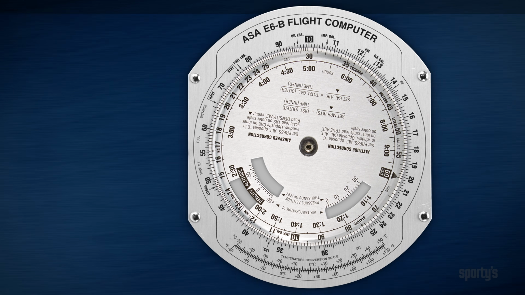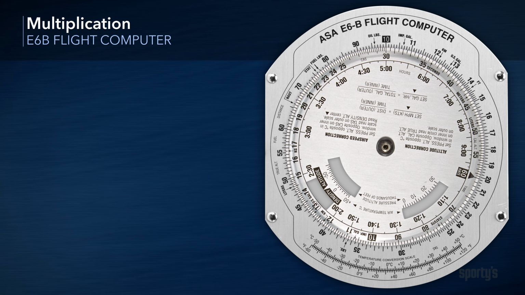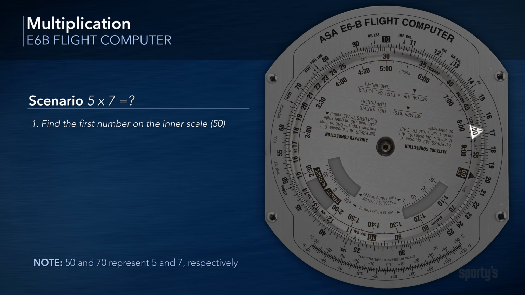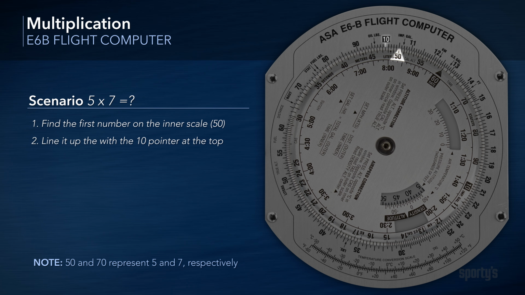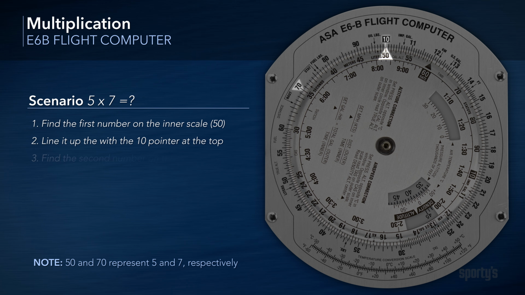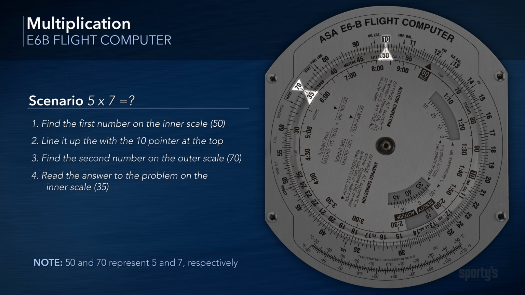To get a feel for the operation of the slide rule, let's show how to do a basic multiplication problem. Let's say you wanted to multiply 5 by 7. Find the number 50 on the inner scale, which represents 5 for this example, and line it up with the black 10 pointer at the top. Now, find the second number, 70, on the outer scale, which represents 7, and read the number across from it on the inner scale, 35.